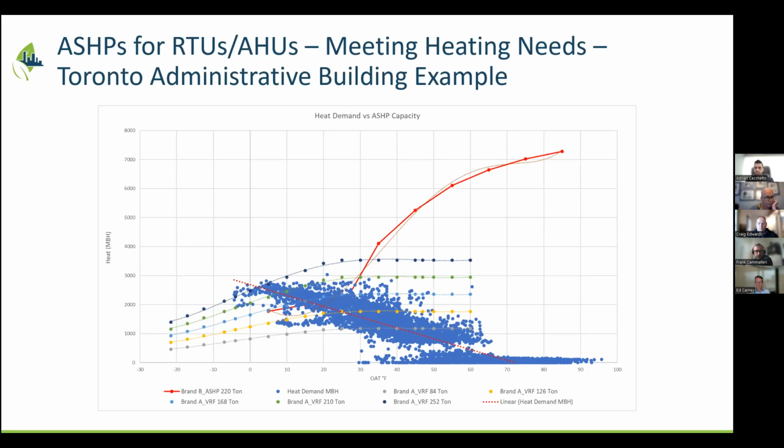I just wanted to highlight too that VRF generally has a flatter curve, and generally that's because of what we understand to be quite a bit oversized compressors, and they'll vary the flow to handle the varying loads, right?